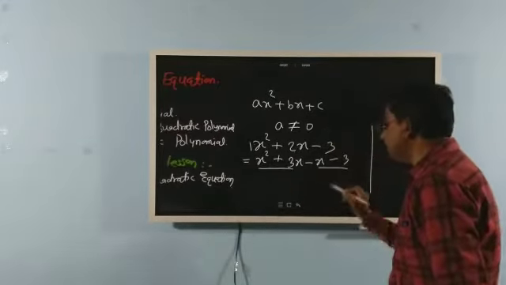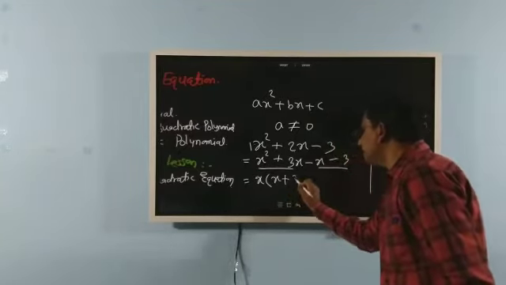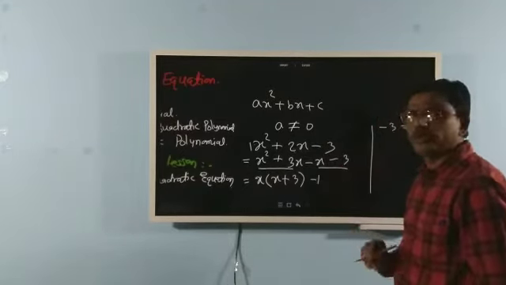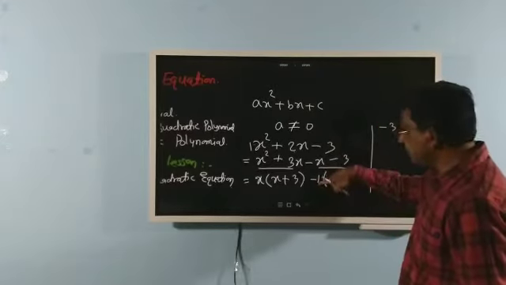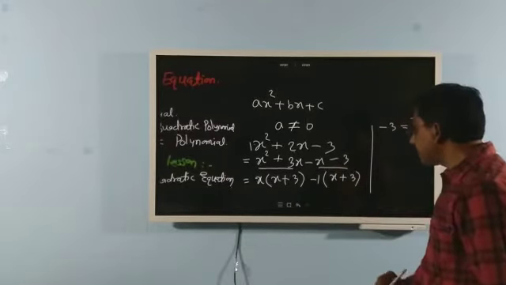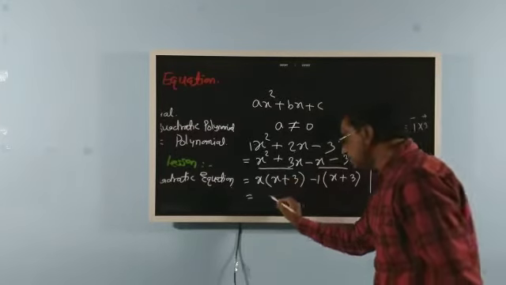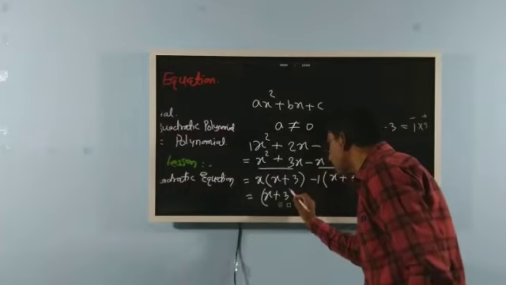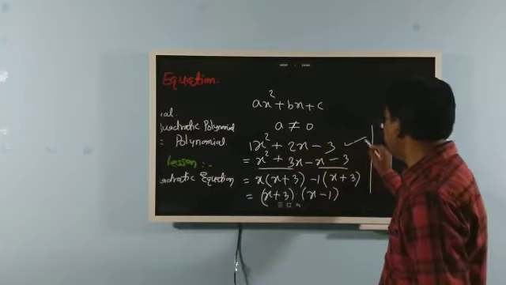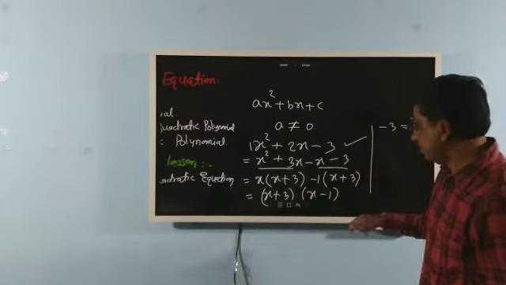Now pairing the terms, take x common, so x plus 3, and from these two, what is common is negative 1. If I take negative 1 common, what will be inside? x plus 3. And now in this step, we find x plus 3 as a common factor. So we take x plus 3 common and then x minus 1. So what are the factors of this polynomial? x square plus 2x minus 3 is x plus 3 and x minus 1.